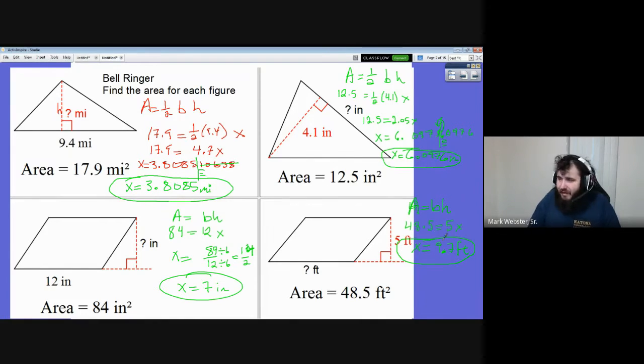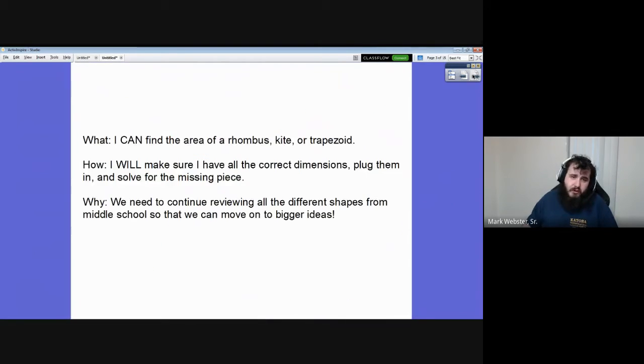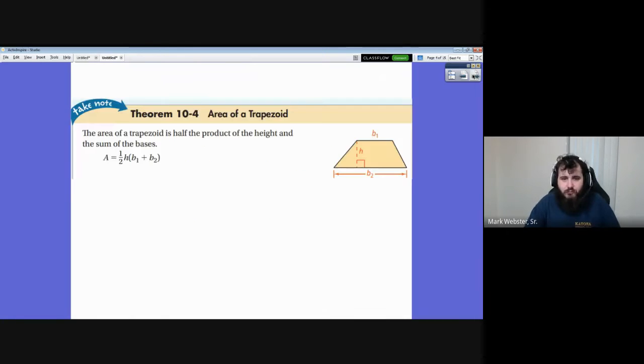Alrighty, so that's that. Just sort of reviewing the ideas from yesterday and the day before, from Monday for us. So let's get into what we're talking about today. Finding the area of a rhombus, a kite, and a trapezoid. So it's basically just going to be the same idea as what we did last time. You know, attend to the area formula. Make sure we have the right measurements in the right spot, especially for the trapezoid. It matters where we put things a lot more. And then just do your math. So let's go ahead and start.